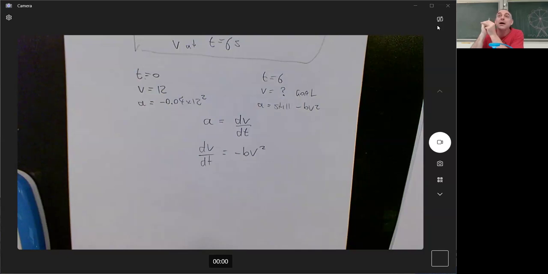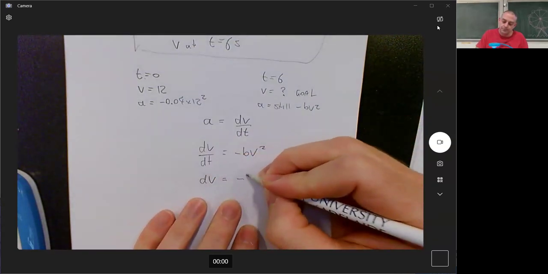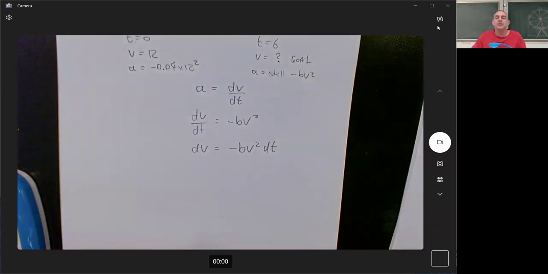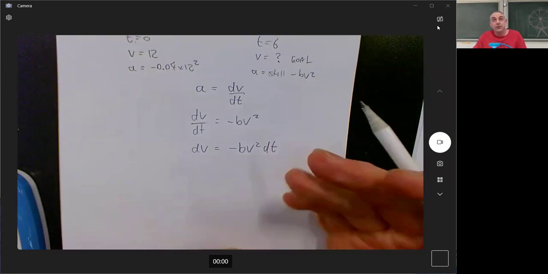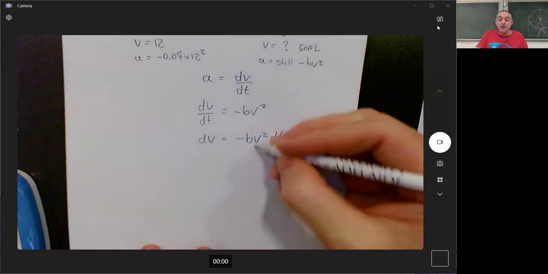We're allowed to split apart our d things in derivatives. And so what we're saying is that very small changes in velocity are related to very small changes in time in this way. And traditionally, when you solve differential equations of this type, you need to get all of the same variables together. So I'm going to move the v over here.